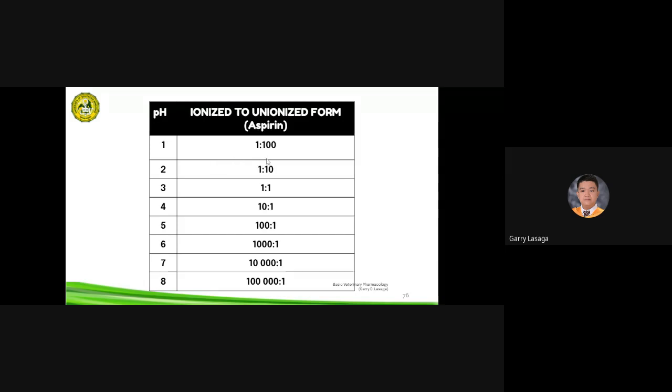So when we are going to place our aspirin in a solution with varying pH, the proportion of its ionized to unionized form will also vary. For example, at a pH of 1, the ratio of its ionized to unionized form is 1 is to 100. So there are more unionized form compared to the ionized form. At a pH of 8, there are more ionized form of aspirin compared to its unionized form.